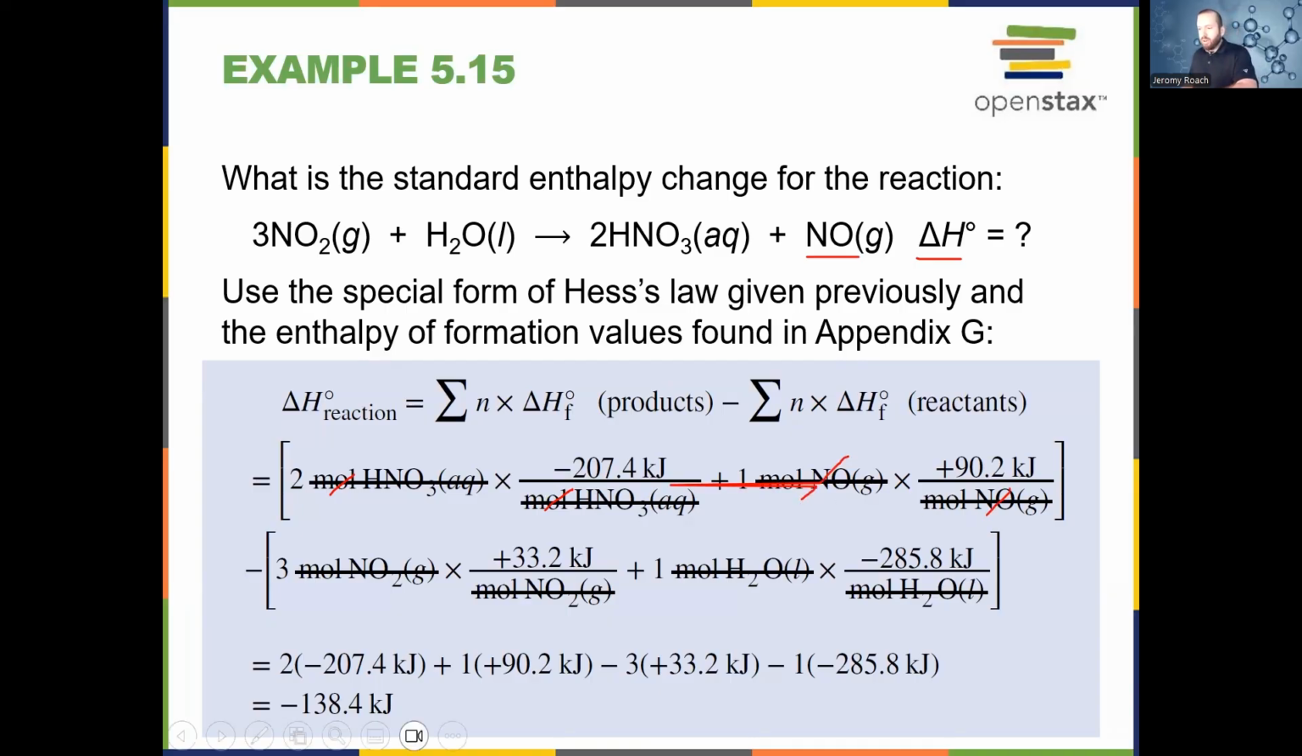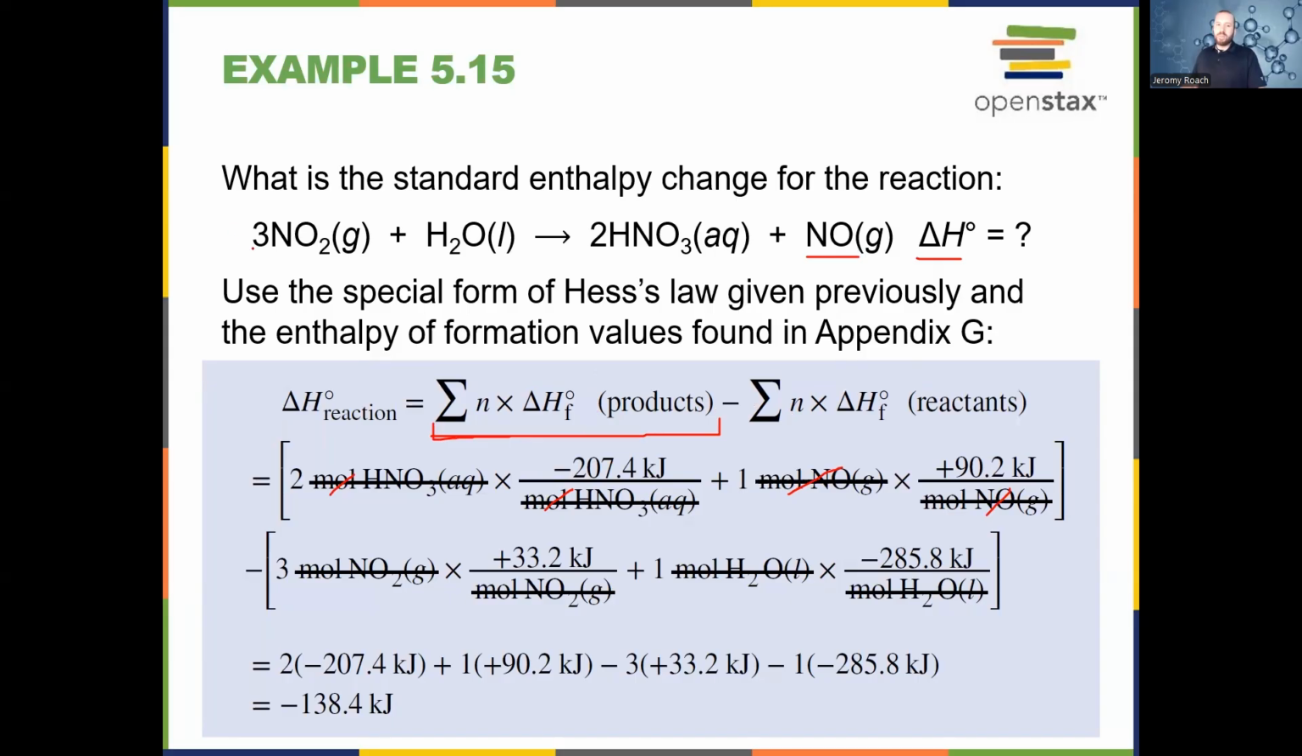And this is good because now all that's left over is the kilojoules. If we cancel out all the moles, we're just left with kilojoules. Okay, so that takes care of the beginning section of this part here. So we have the sum of the number of moles times the standard enthalpy of formation of the products. Now we want to do the same for the reactants.